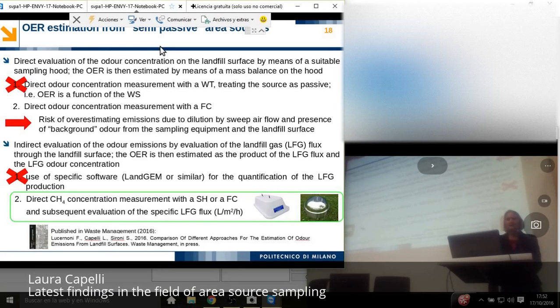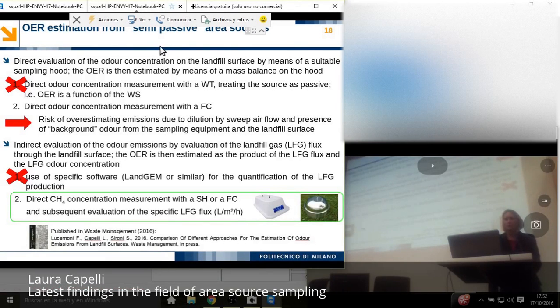Then we tried something different. The idea was to assume that there is possibly a correlation between the emissions of landfill gas and the emission of odor from the exhausted landfill surface, and so try to estimate the landfill gas emissions. How did we do that?